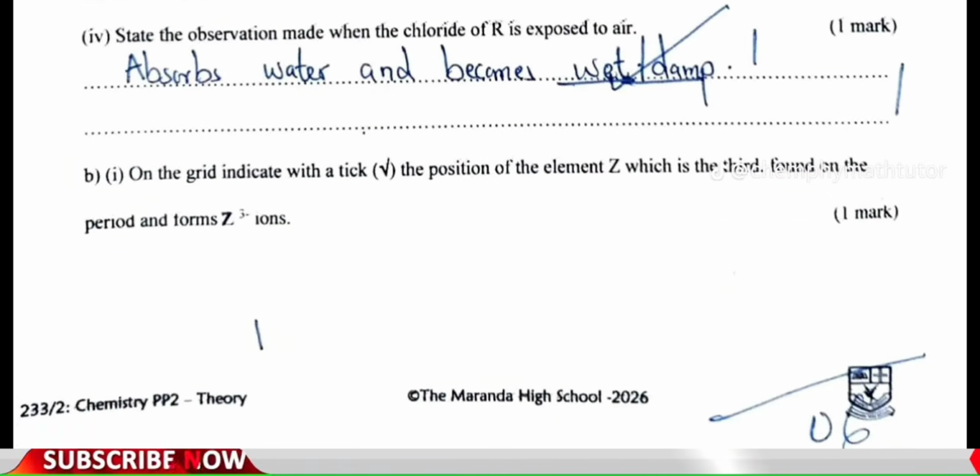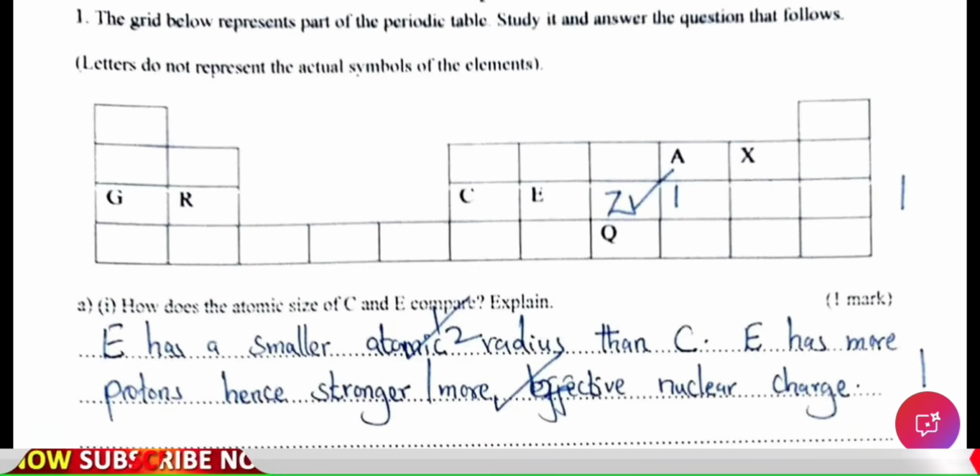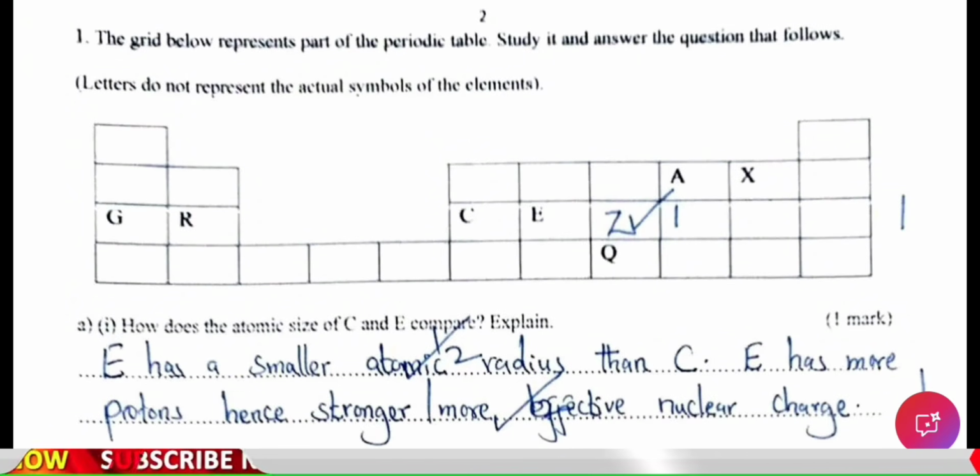B. On the grid, indicate with a tick the position of element Z, which is found in the third period and forms Z3+ ions. So it's supposed to be here. Let me just point here. Okay.